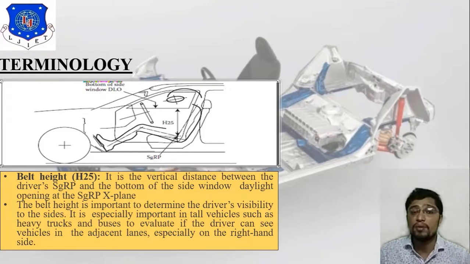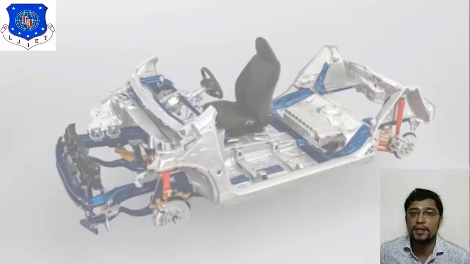Now we can talk about the importance. The belt height is important to determine the driver's visibility to the side, and it is especially important in tall vehicles such as heavy trucks and buses to evaluate if the driver can see vehicles in the adjacent lane, especially on the right hand side. In the image you can find H25, and that is our belt height. It is very important because it determines the driver's visibility for the side view. Move forward to the next slide.